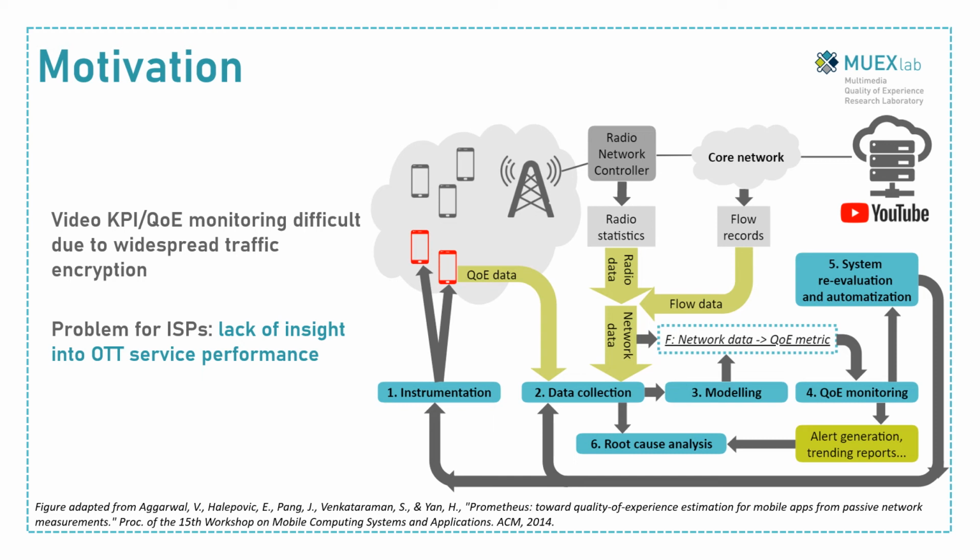And this is what we see on this slide. We see the various steps involved in conducting these studies, going from instrumenting the tools for collecting ground truth data, to developing QE models, or modeling the relationship between network data and QE metrics, to deploying QE monitoring solutions and then generating reports and alerts, performing root cause analysis, and also reevaluating the system and automating the whole process. This is what we see here on this slide.